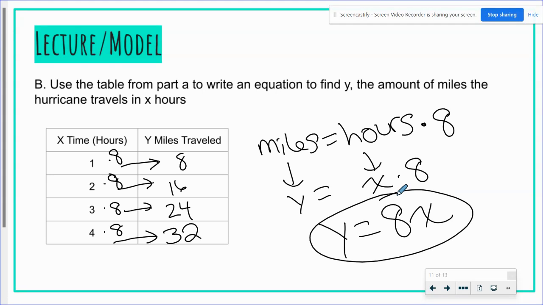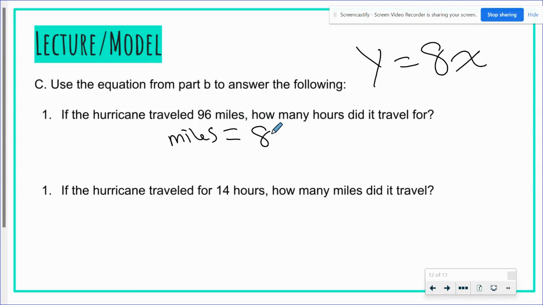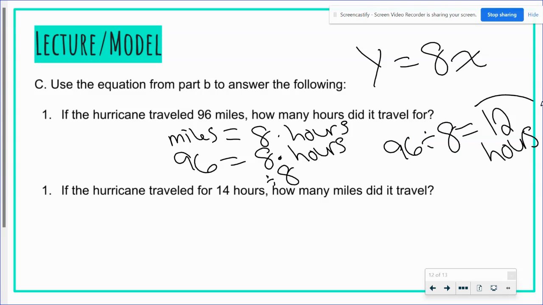All right. We are now going to use that equation from part B, which again was y equals 8x, to answer the following. If the hurricane traveled 96 miles, how many hours did it travel for? Again, we knew that miles equals 8 times hours. So we're going to sub in 96 miles, and we're going to find the hours. Since we are multiplying, we're going to work backwards by dividing. 96 divided by 8 is 12 hours. Because, again, 12 hours times 8 miles an hour is 96. So it would have traveled for 12 hours.